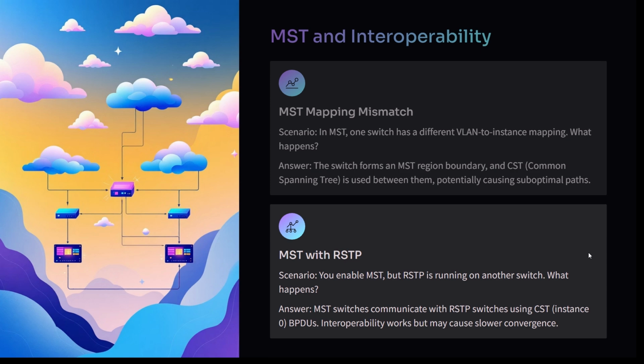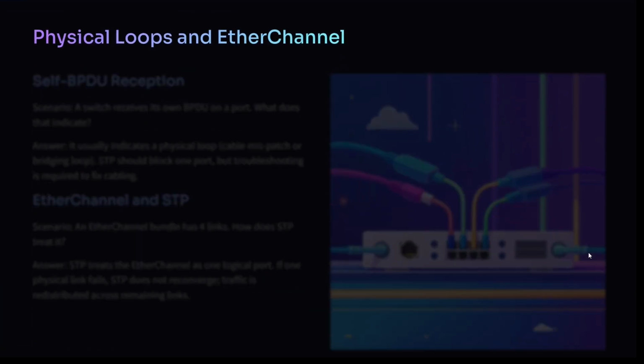MST with RSTP. Scenario: you enable MST, but RSTP is running on another switch. What happens? Answer: MST switches communicate with RSTP switches using CST, instance 0, BPDUs. Interoperability works but may cause slower convergence.